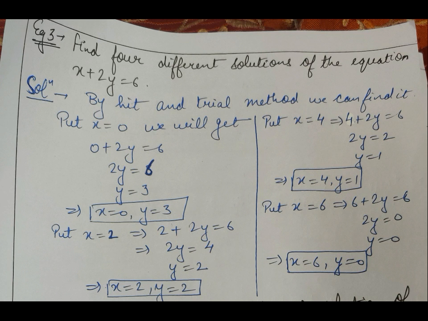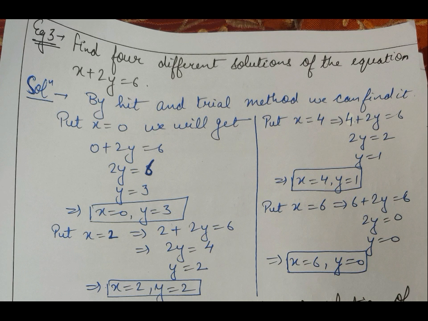Next is when x equals 2. Then we will get 2 plus 2y equals 6. Now value of y is coming as 2 from here. So our next solution is x equals 2 and y equals 2. Then come to third one, that is x equals 4. If we put x equals 4 here, then we'll get our value of y from here, and that is y equals 1. So when x equals 4, then y will be equal to 1.